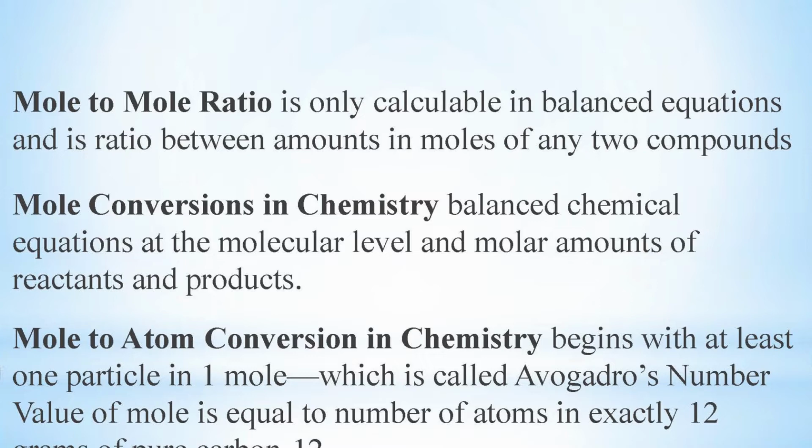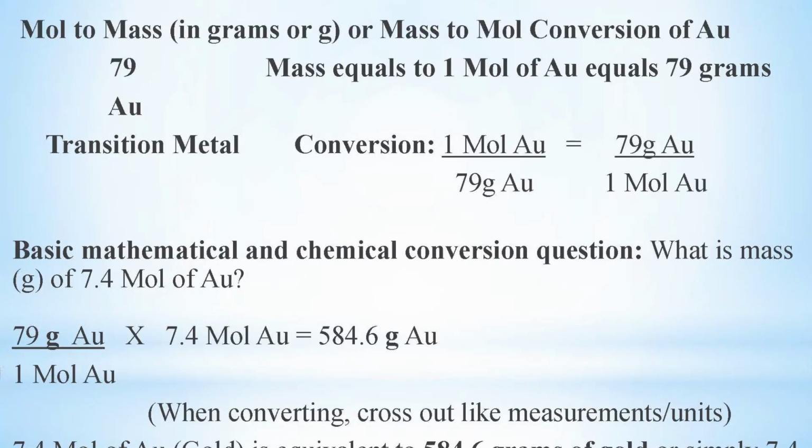The number on top, 79, lets you know this is 79 grams of gold, okay, which is equal to 1 mole of gold, or 1 mole of gold has 79 grams, or weighs 79 grams. So the basic conversion you see is here. That is 1 mole Au divided by or over 79 g, which is 79 grams of gold, which is equal to, again, your mass to mole conversion.